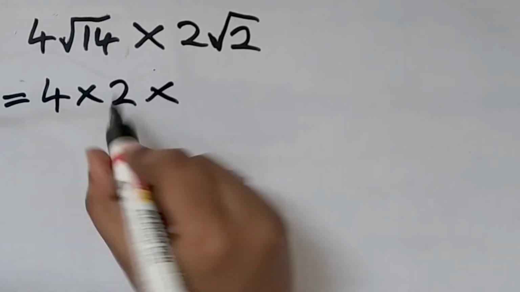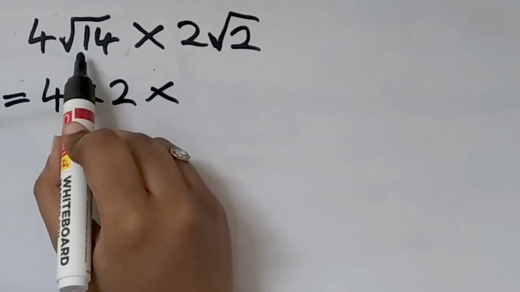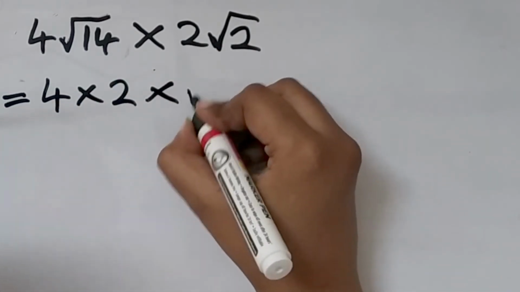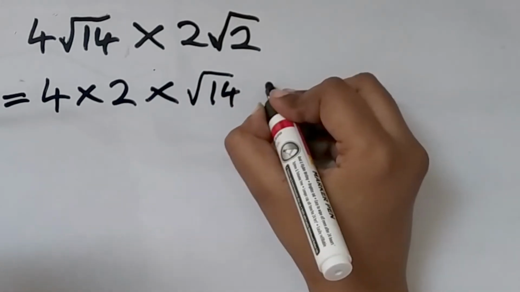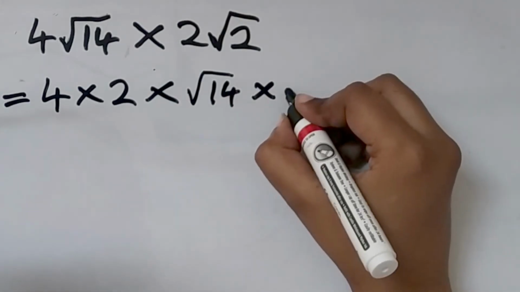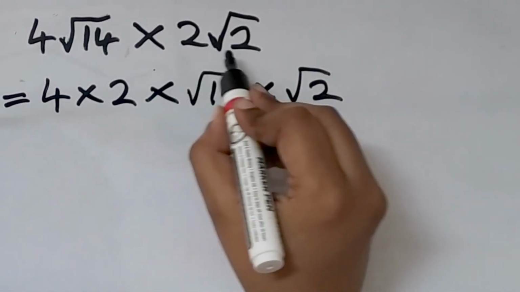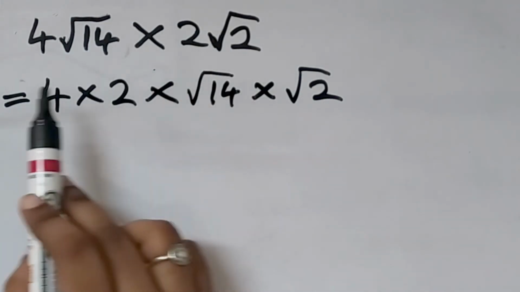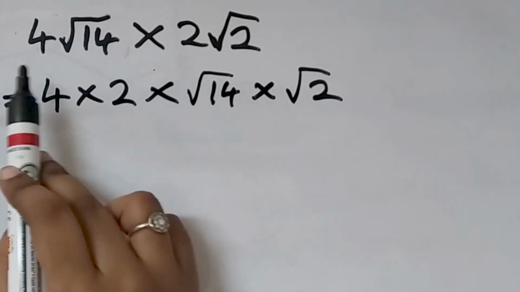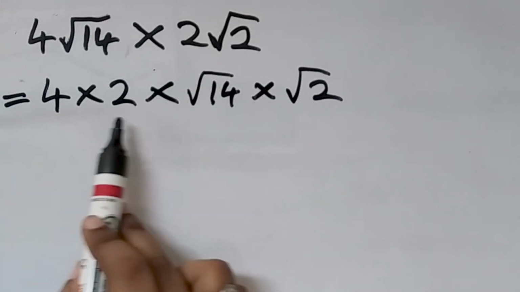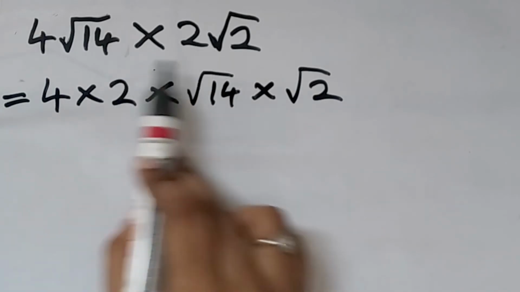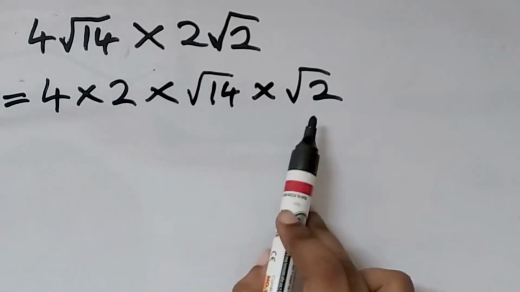into, now after this what is there inside the square root, that we will multiply separately. So into root 14 into root 2. Okay. So whenever we have such type of problem, the number which is there outside the square root, that we will multiply separately, into we will multiply the number which is there inside the square root.